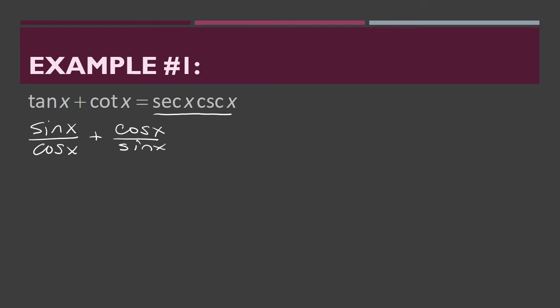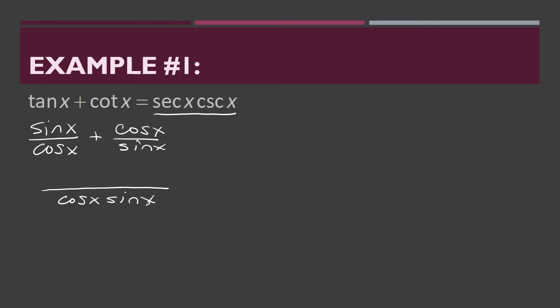This side of the problem is going to stay the same. My goal is to make what I'm working with look just like secant x, cosecant x. So now I have two fractions, and I want to combine them into a single fraction. So in order to do that, my common denominator is going to be cosine x sine x.